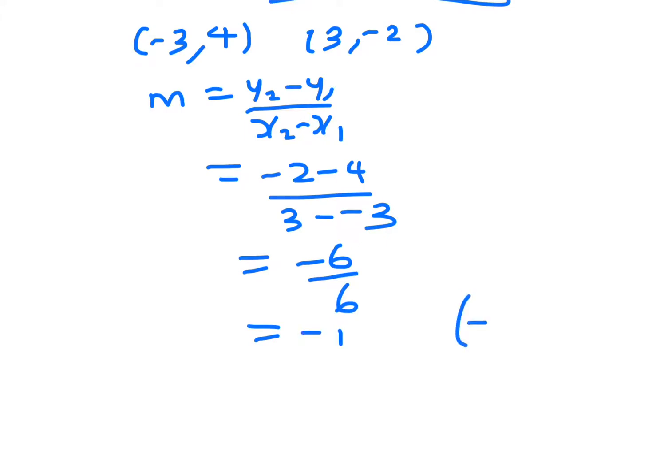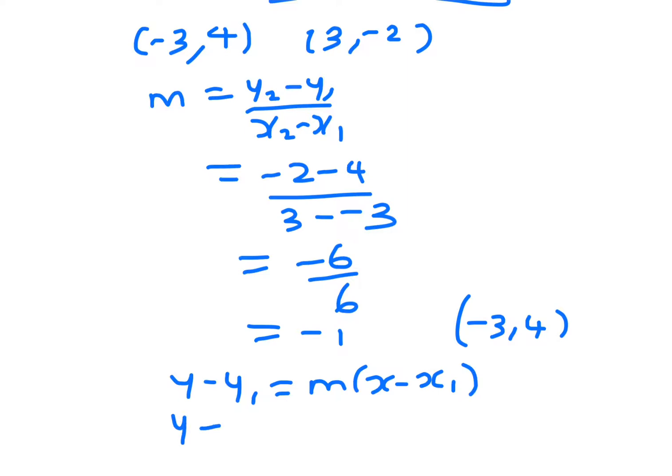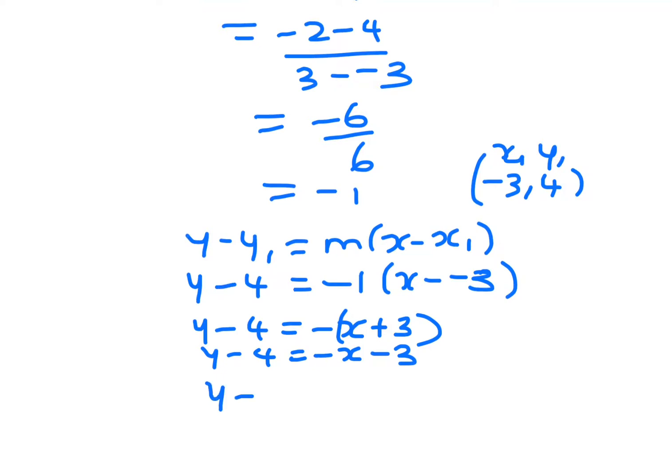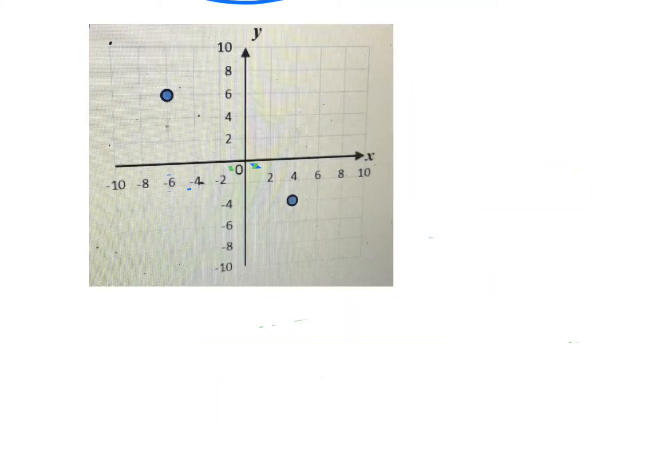So you have the gradient, and all you need is 1 point, and then you just use this formula. You go y minus y1, I'm just using this point as my first point, you could use either, equals m, which is the gradient, times x minus -3. So you get y minus 4 equals minus x minus 3. And then y equals minus x minus 3 plus 4, so minus x plus 1.